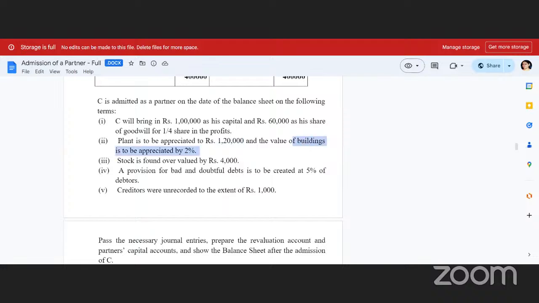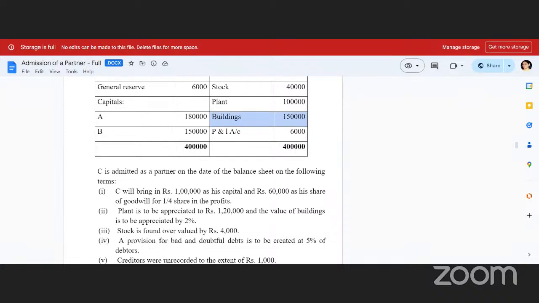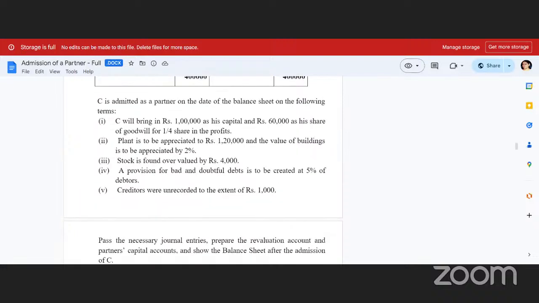Next, buildings. What did he say? Buildings also increased by 2%. Here, instead of a value directly, he said 2%. So whatever the value of buildings, upon this value we should calculate the 2%. Whatever you get, that 2% is to be taken as the appreciated value. So 1,50,000 into 2%, you will get 3,000. 3,000 is the building's appreciated value. Okay, that has to be taken.